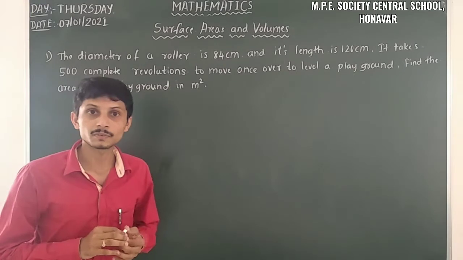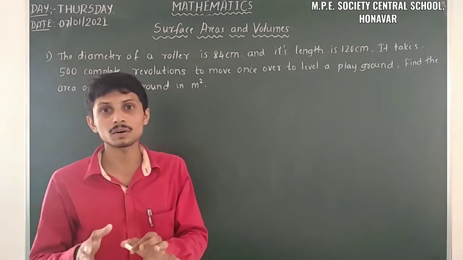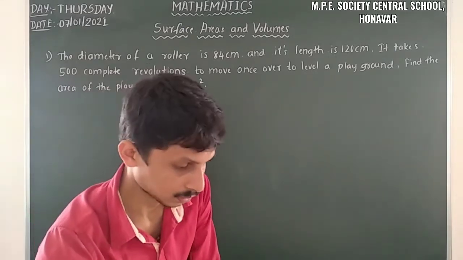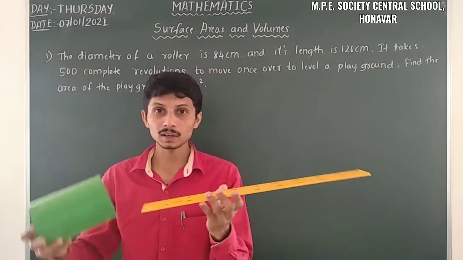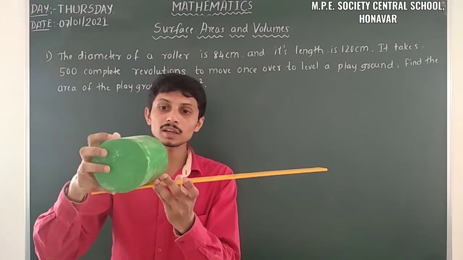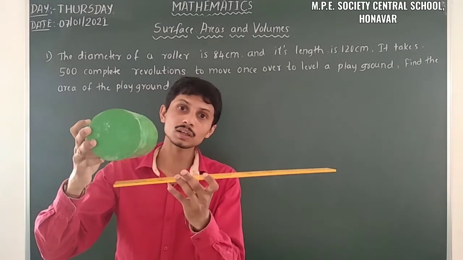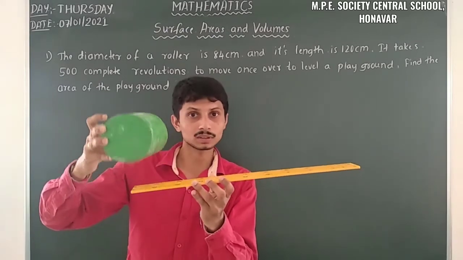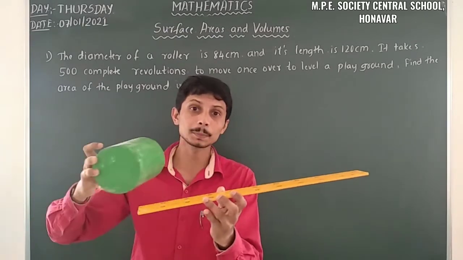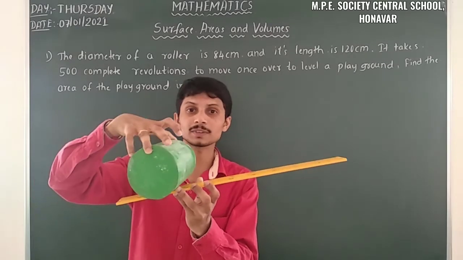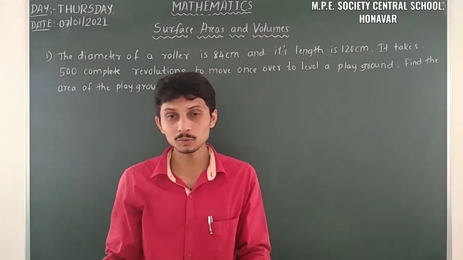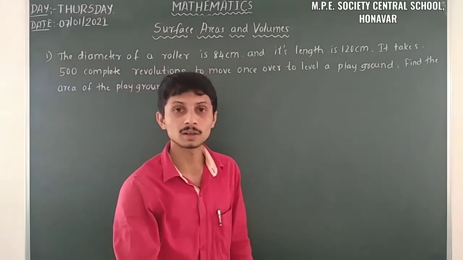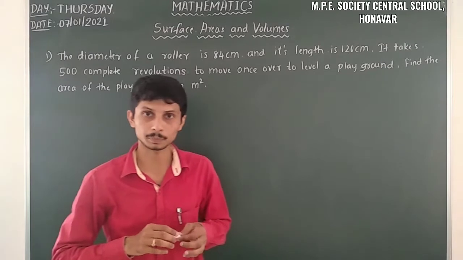So let us first find the surface area of this roller. Just observe. This is a playground, and here is a roller. The roller rolls on the playground from the curved surface area only. That's why we have to find the curved surface area of this right circular cylinder first, then we move on to the next part.